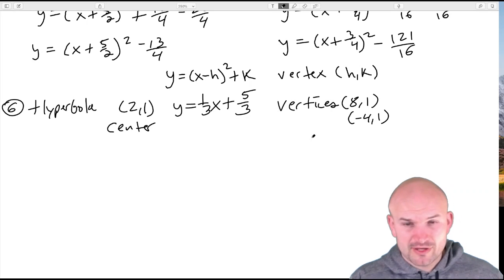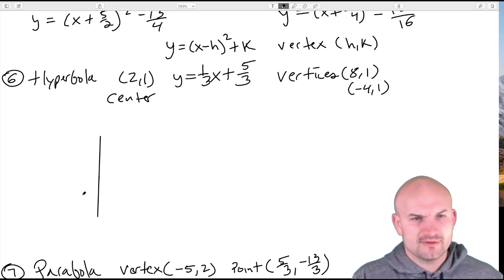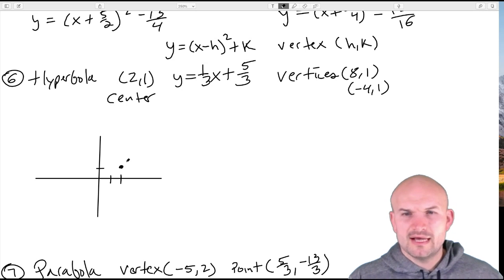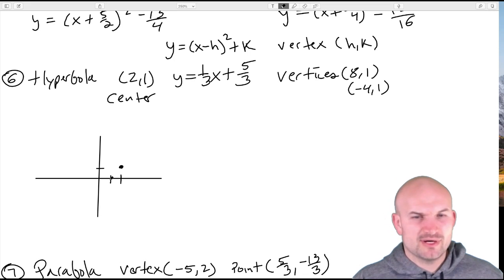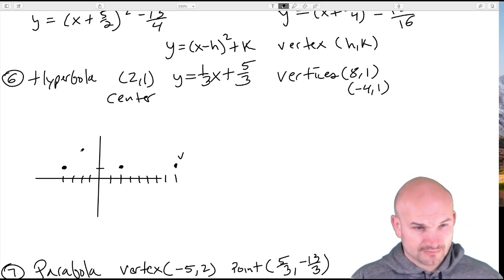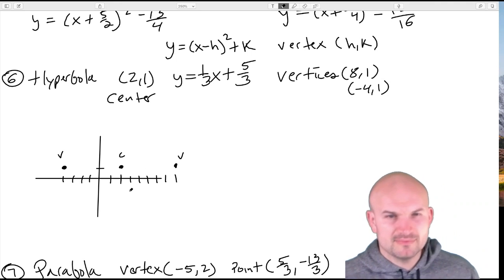But for a hyperbola, let's see. First thing, actually, forget about that. Let's just plot the points that I have here, because I'm not even sure we need this. So we have the point 2, 1. And then the vertices: 1, 2, 3, 4, 5, 6, 7, 8, 1. That's one vertex. And the other one is 1, 2, 3, 4. Okay, that's the other vertex. So we have the center and the two vertices.